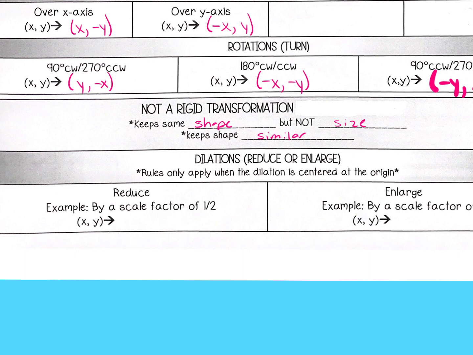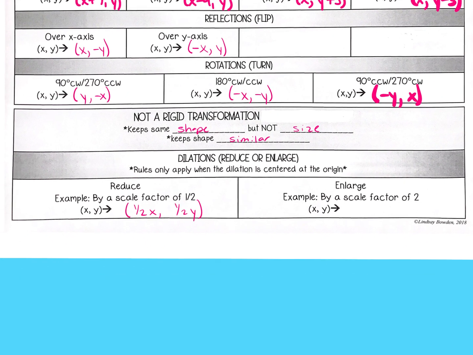So let's look at an example of a reduction. We're going to reduce by a scale factor of 1/2. So it's going to make it half the original distances. So half of x and then half of y. It's just multiplying by half. And then let's enlarge by a scale factor of 2. It's going to double each distance. So 2 times x, 2 times y.